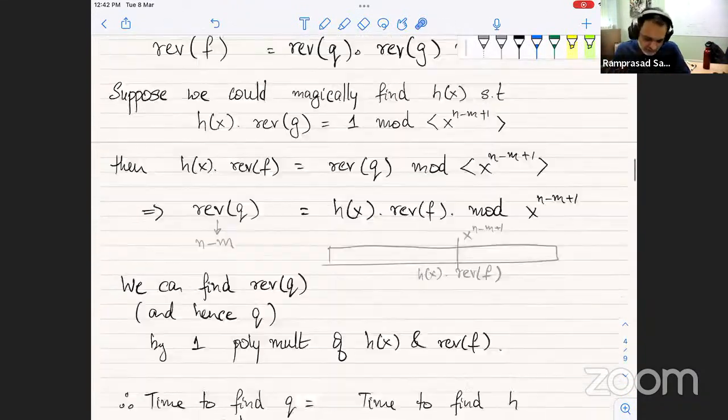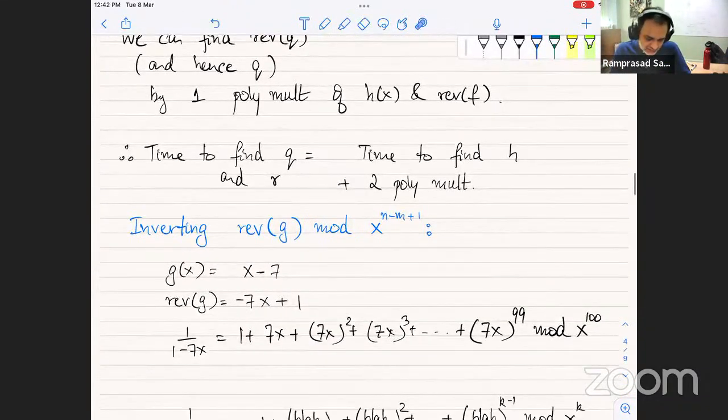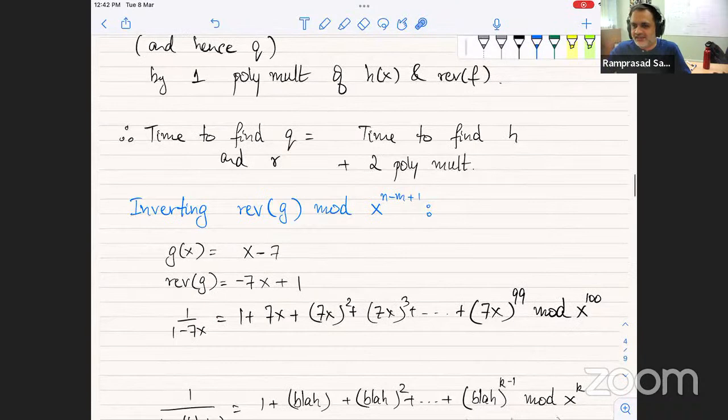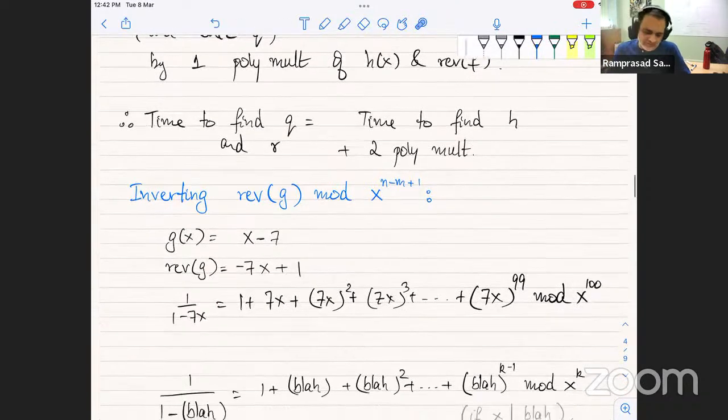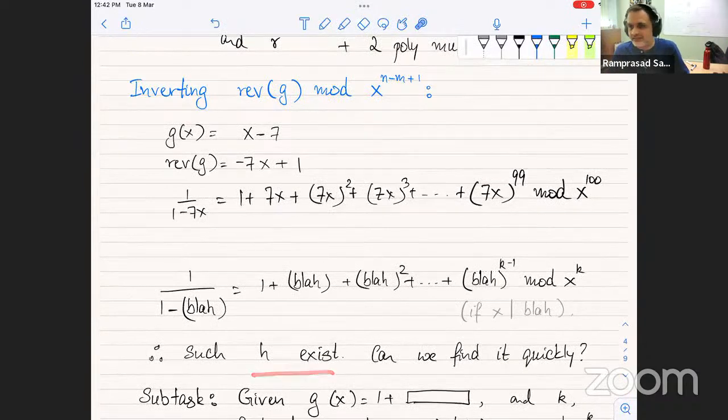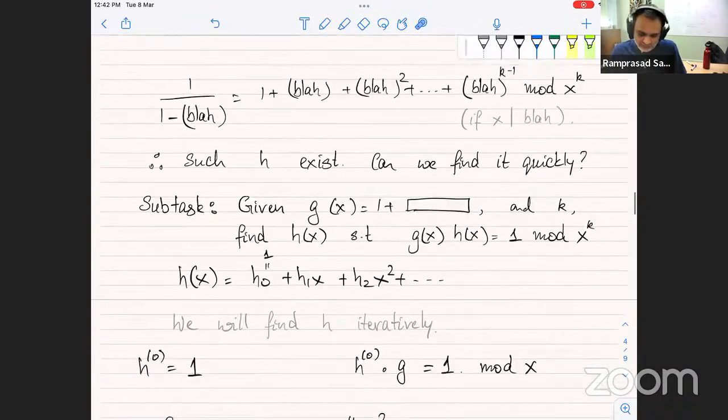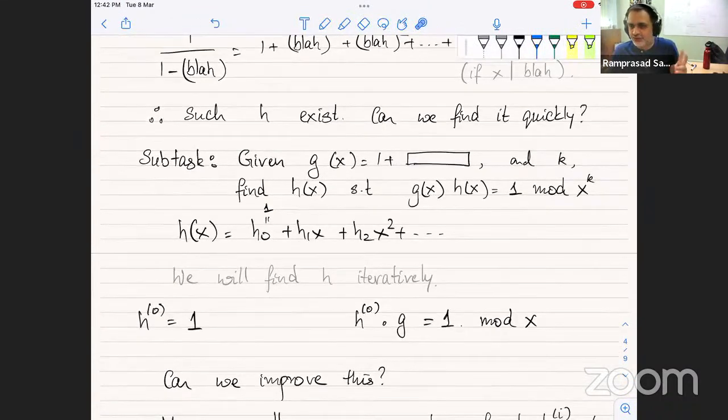And because g was monic, we knew that reverse of g had a constant term which was 1. So the inverse made sense because of the standard geometric progression thingy that you have. But we were like, okay, can I find such an h quickly? We know it exists, but can we find one efficiently? And for this, what we basically did is what is called Hensel lifting or Newton iteration.